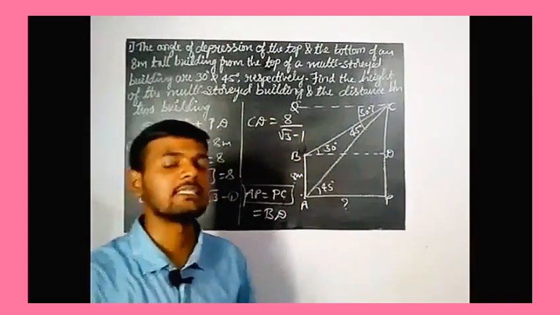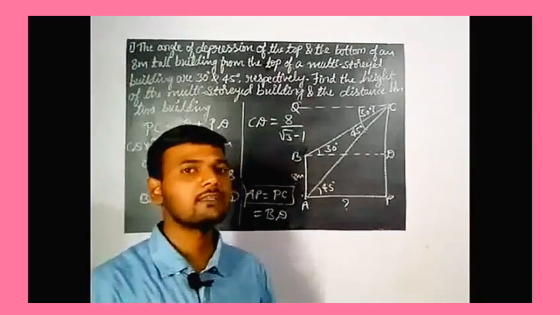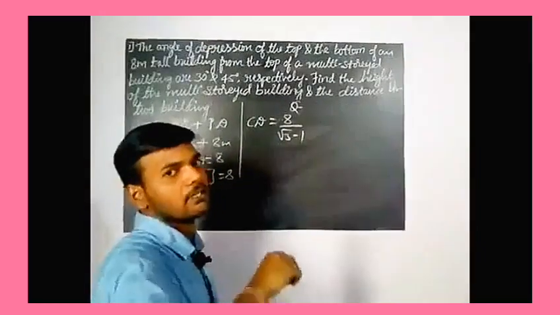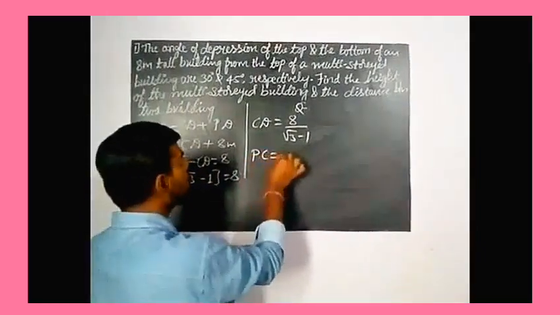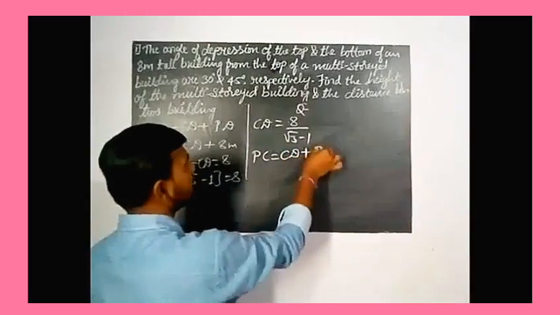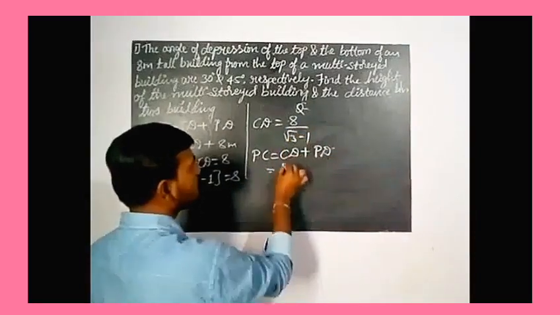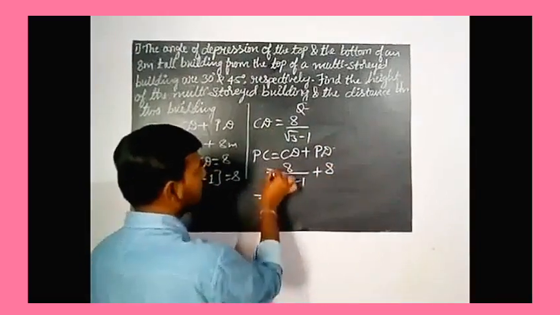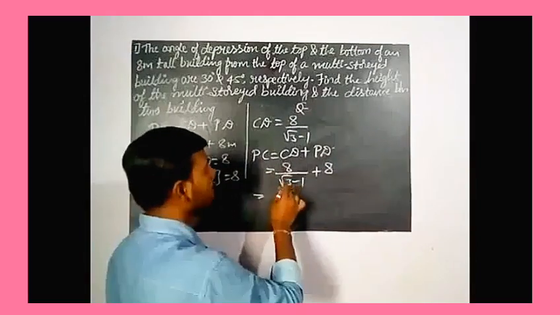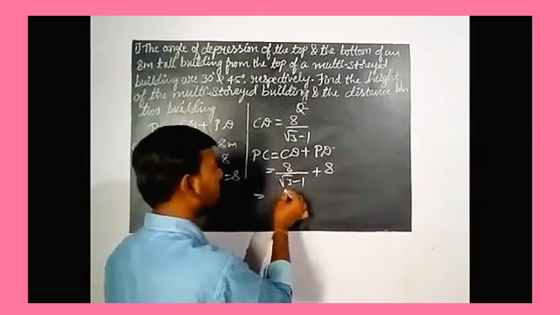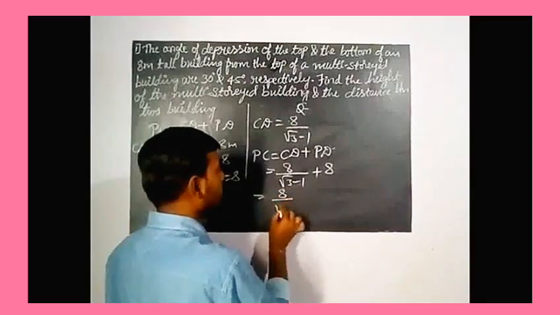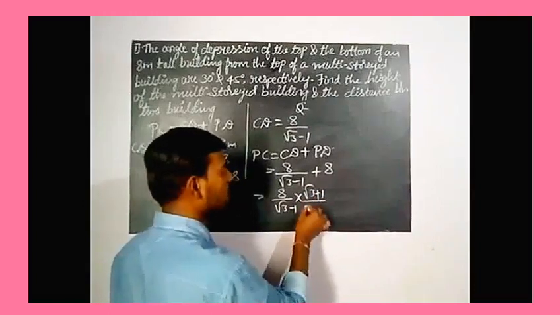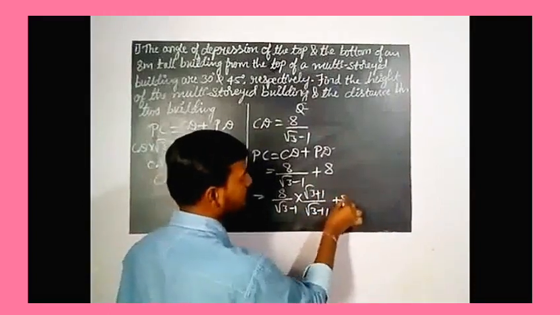We found that CD. Okay, and next you can find the height of the building, that is PC. Okay, let us find it. Here already we know that PC is equal to CD plus PD, right? CD we found, that is 8 by root 3 minus 1, plus PD is 8. Then what will we obtain? 8 by root 3 minus 1 can be written as 8 by root 3 minus 1 into root 3 plus 1 by root 3 plus 1, plus 8.